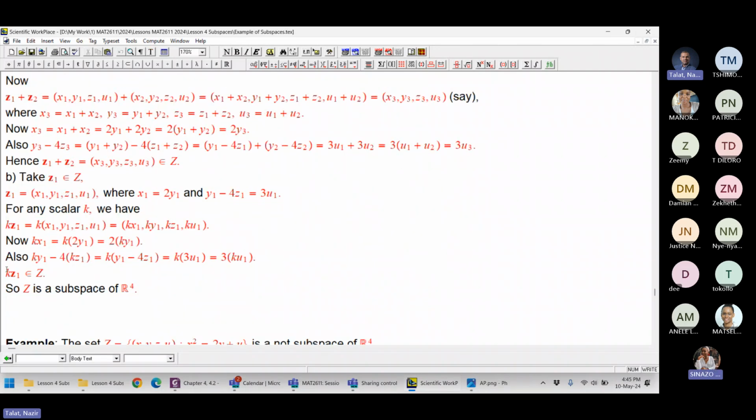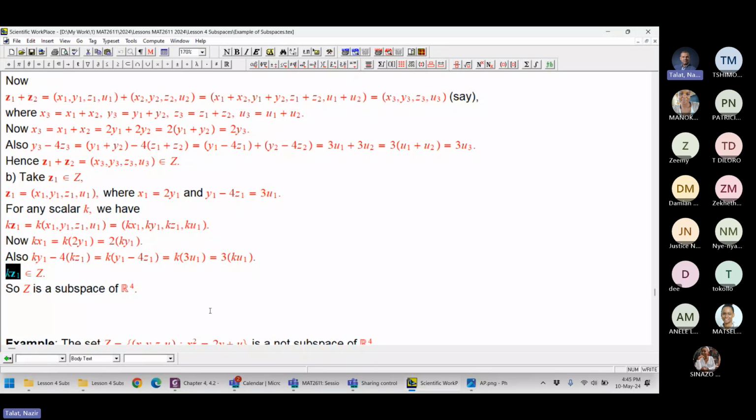As we notice, the sum of two vectors of Z belongs to Z, and if we take any scalar k and multiply it with any vector z1 belonging to Z, then kz1 also belongs to Z. So both conditions are satisfied. Hence, we conclude that Z is a subspace of R4. Basically, this is the technique, and when you practice, you will really see that the collection satisfies these two relations, and this is very important.